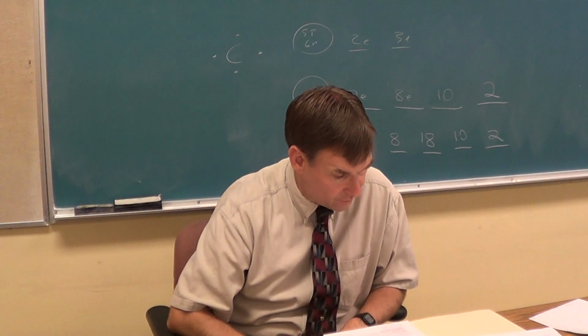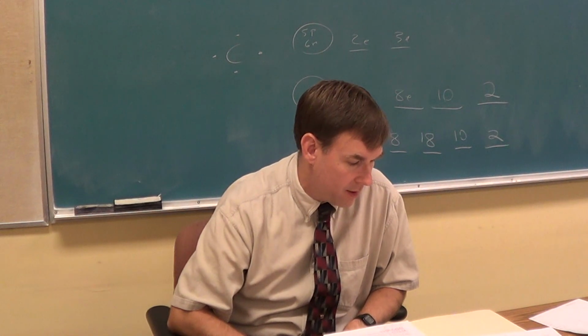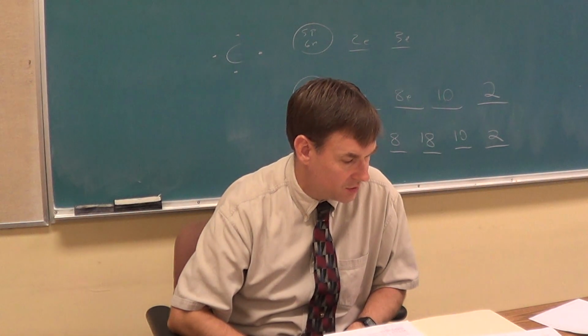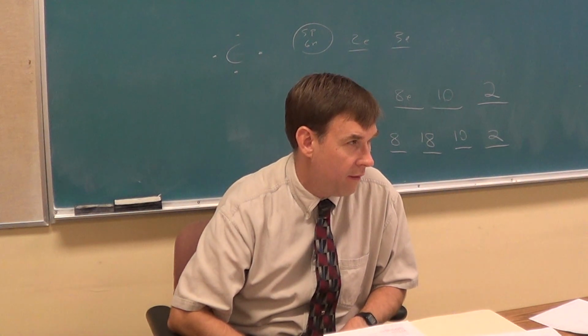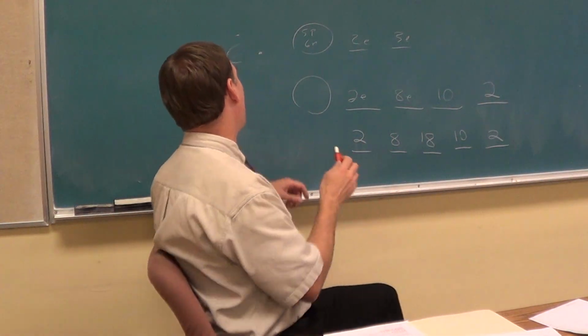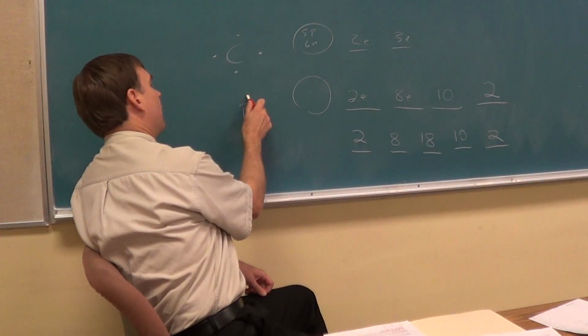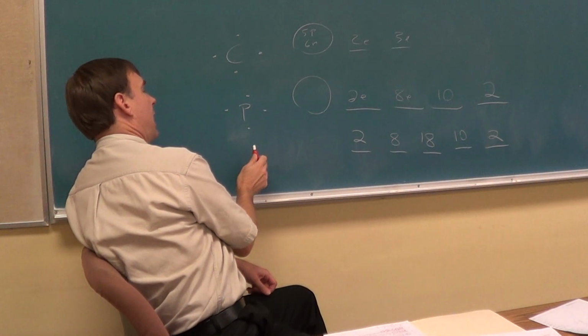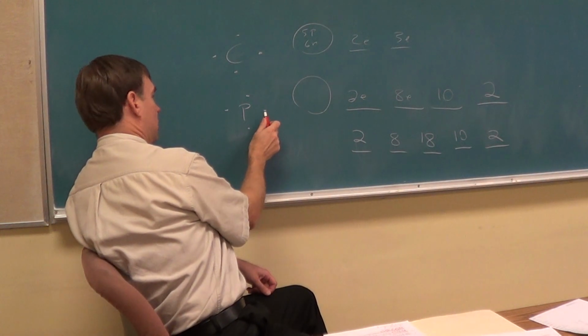Phosphorus. The easiest way to know how many dots to do for phosphorus is to see that it's in Roman numeral 5 and do 5 dots. So it looks kind of like carbon, but in one of the 5 positions, and it doesn't matter which, just put a double dot.